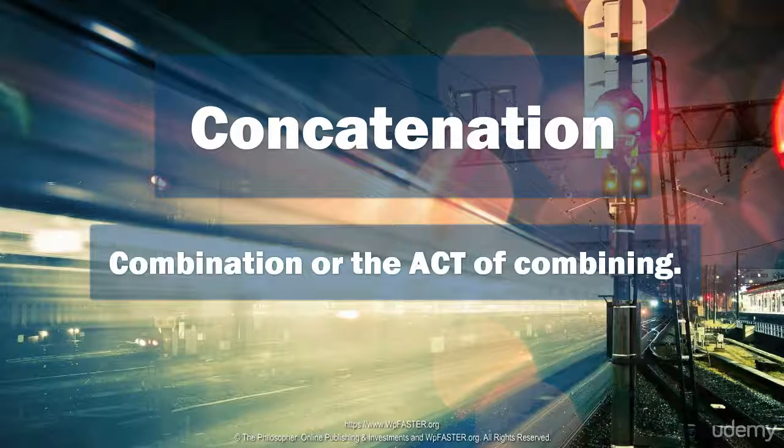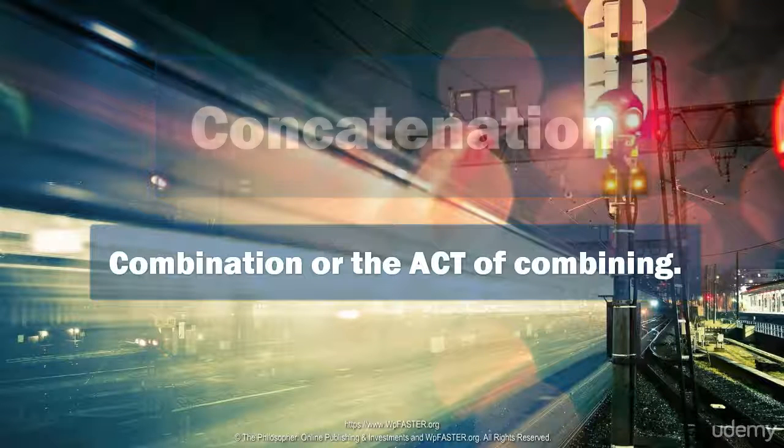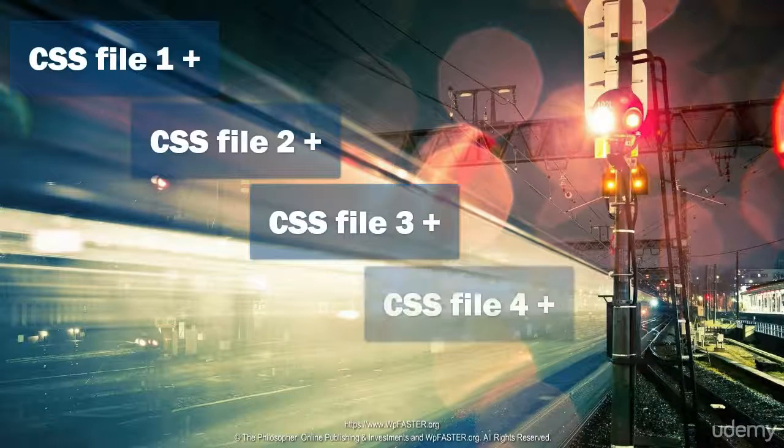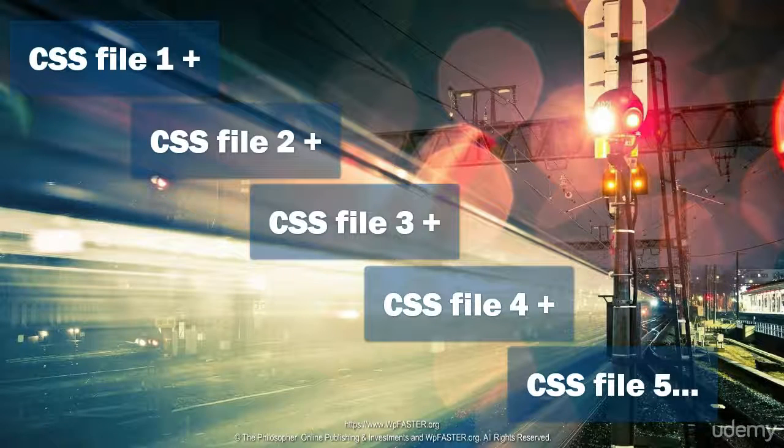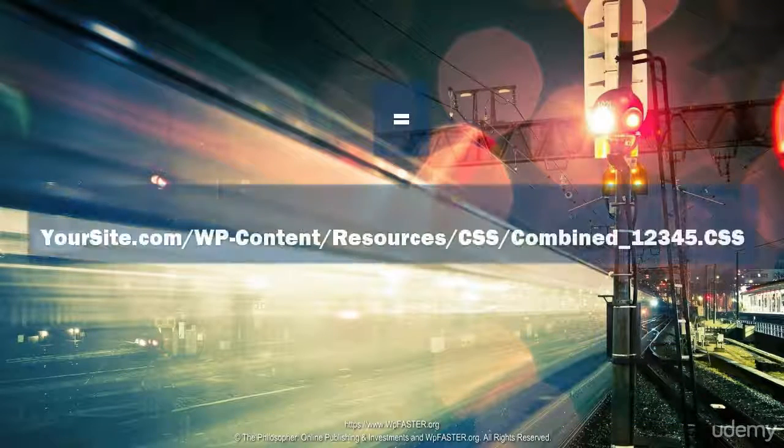Concatenation, which basically means combination or the act of combining, relates to and is inextricably bound up with minification. For example, let's say we have a set of 5 separate CSS files, some or all of which we have minified. We can combine those 5 separate CSS files into a single concatenated combined file.